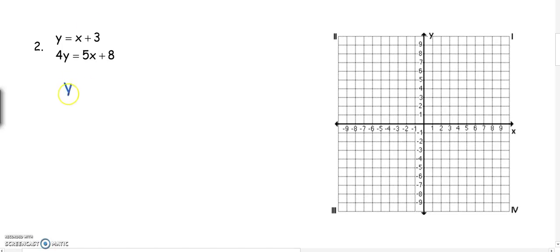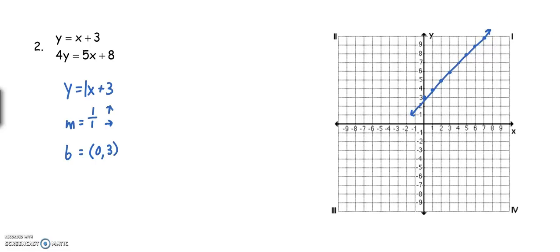Number 2, my first equation is y equals x plus 3. It's already in y equals form, so I can go ahead and graph this. My m, because there's nothing in front of the x, that's like having a 1. So my slope is 1 over 1. My b value is the constant, which is 3. So I'm going to start my graph at 3, and I'm going to use my slope up 1, right 1, all the way across my graph. And I'm going to connect my points to make my line.